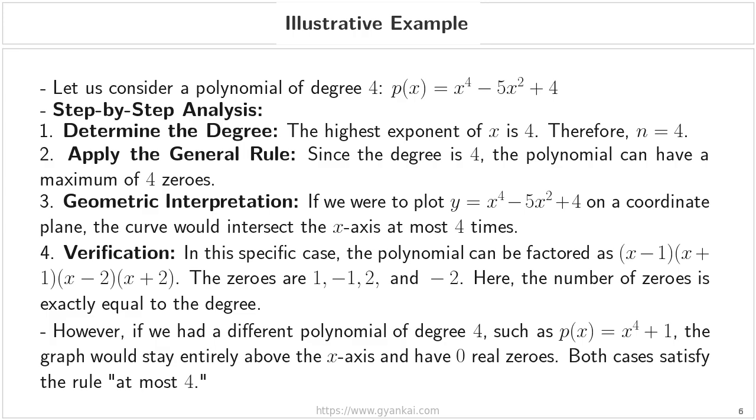To illustrate this, consider a different polynomial of degree 4, such as p of x equals x to the 4th power plus 1. If you were to graph this, the curve would stay entirely above the x-axis, meaning it has 0 real zeros. Even though the number of zeros is 0, the rule is still perfectly satisfied because 0 is indeed less than or equal to 4.